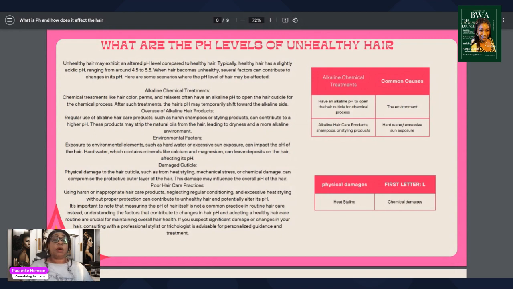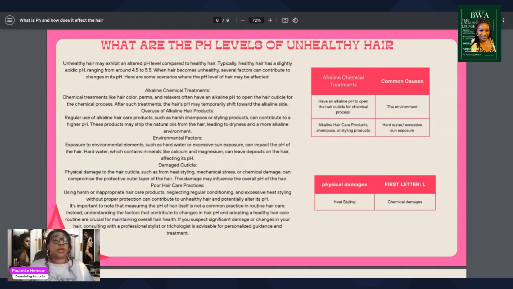Overuse of alkaline hair products. Regular use of alkaline hair care products such as harsh shampoos or styling products can contribute to higher pH. These products may strip the natural oils from the hair, leading to dryness and a more alkaline environment.